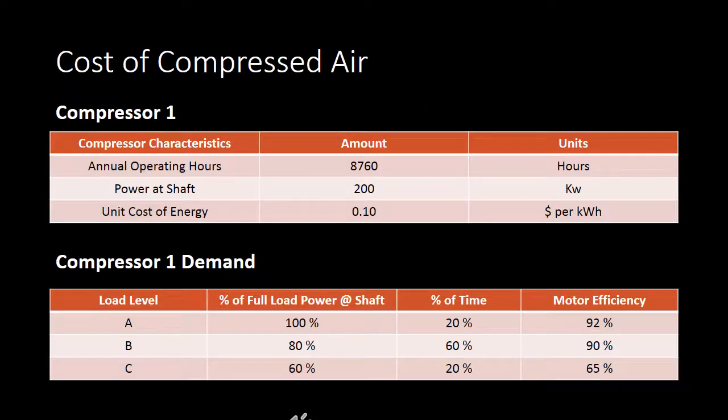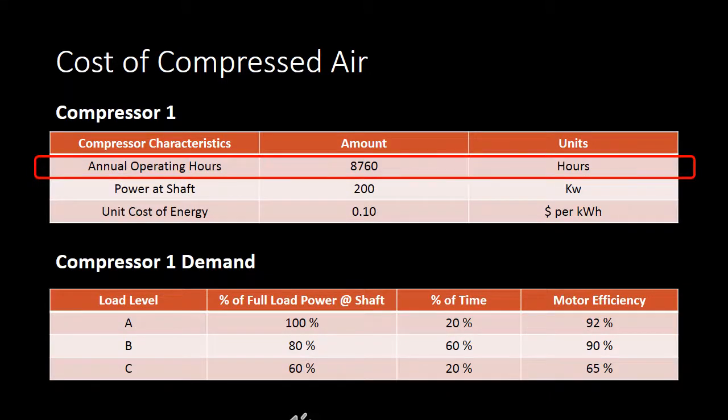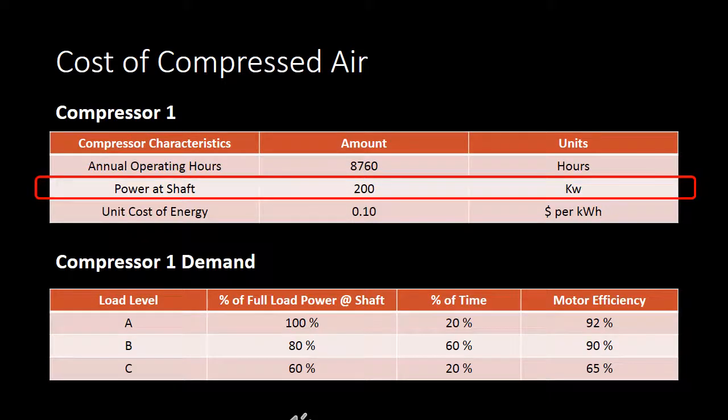Let's look at an example. Imagine an air compressor with these characteristics. It is running full time for 1 year. The power at the shaft is 200 kilowatts and the energy is 10 cents per kilowatt hour. Now let's look at its demand. 20% of the time it runs fully loaded, level A. 60% of the time it is at part load, level B, consuming 80% of full load power, and 20% of the time it is at part load, level C, consuming 60% of full load power.